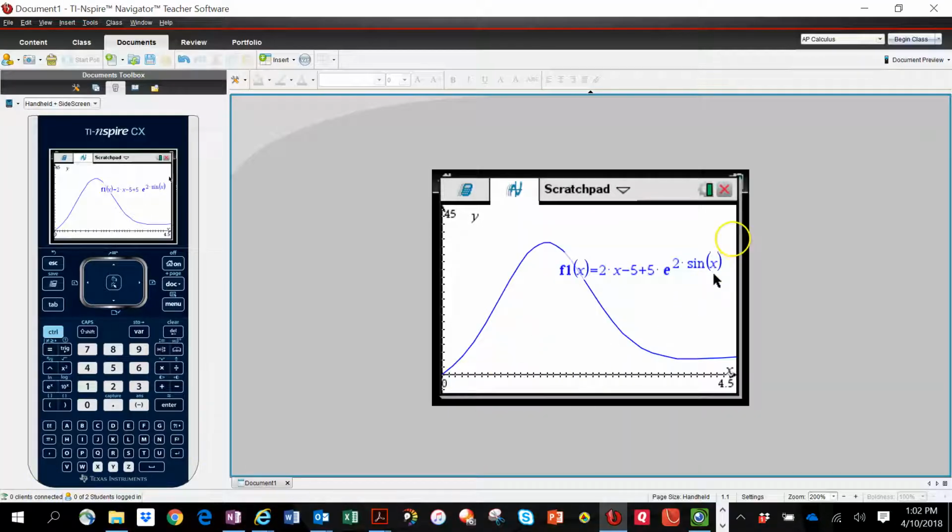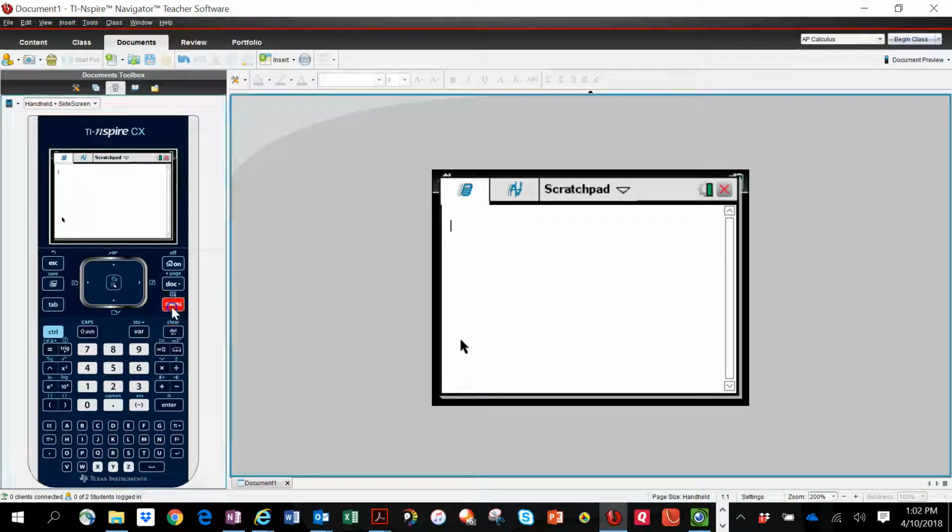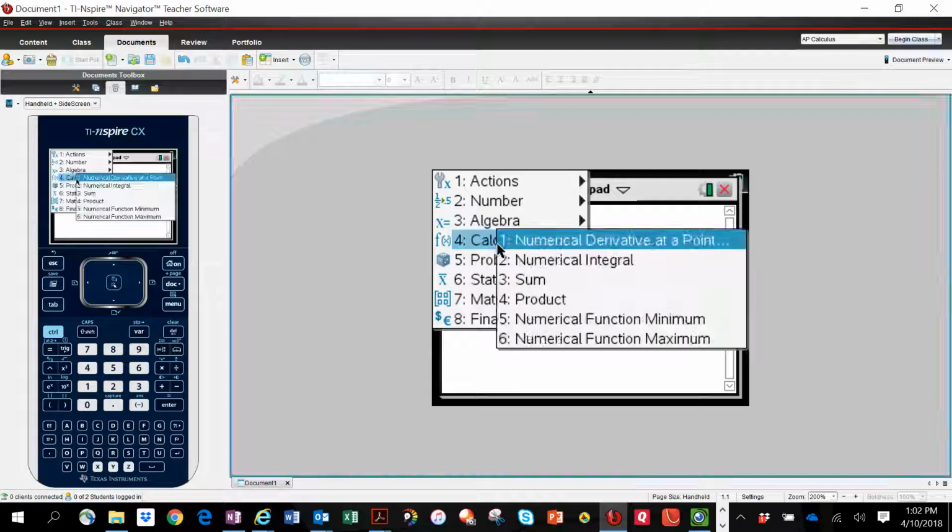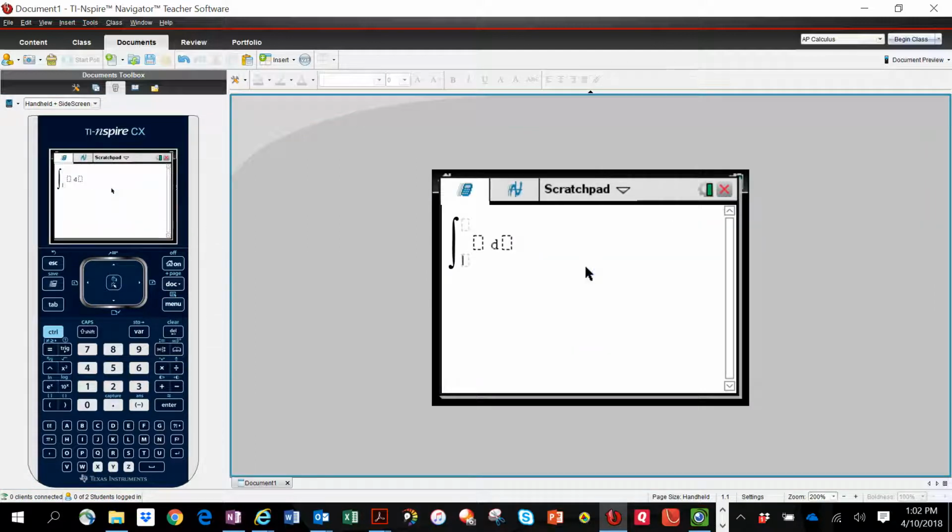And for convenience, I already typed the function into my calculator. So I'm just going to go to menu, calculus, numerical integral, and we integrate from 0 to 4.5. A(t) on my calculator is f1(x). And I'm getting 66.532.